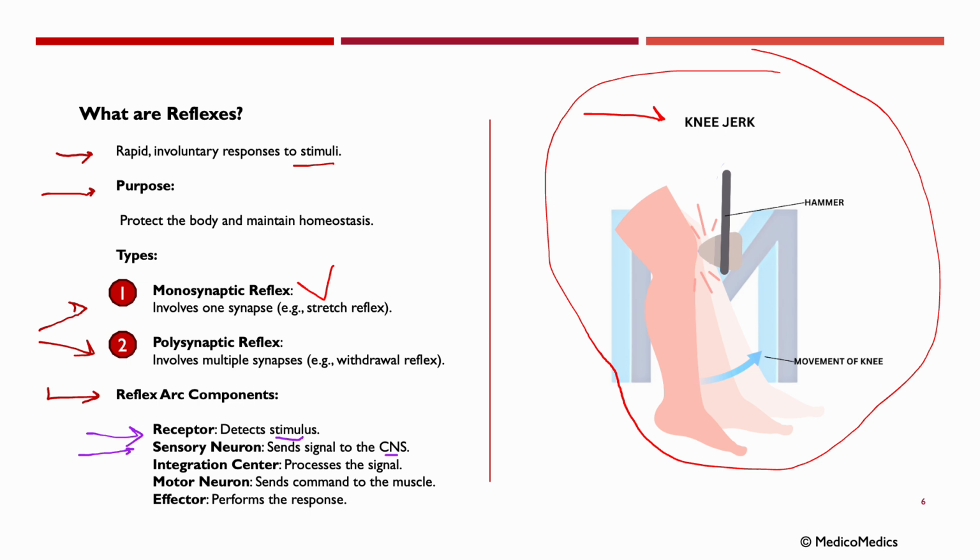So briefly, what is the mechanism? Tapping the patellar tendon stretches the quadriceps muscle. This stretch is detected by muscle spindle receptors. A signal is then sent via the sensory neuron to the spinal cord. In this case, it's L2 to L4, lumbar 2 to lumbar 4. It synapses directly with a motor neuron. The motor neuron stimulates the quadriceps muscle to contract, and that leads to the leg kick seen in the patellar reflex test. Beautiful.